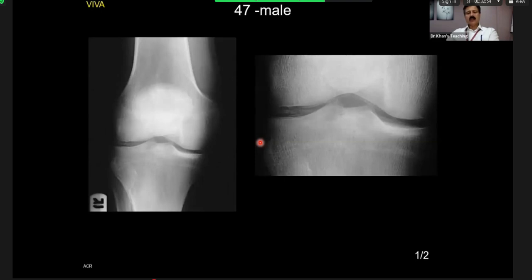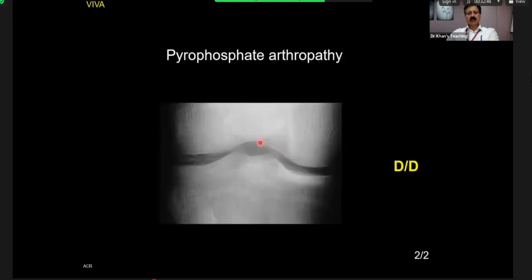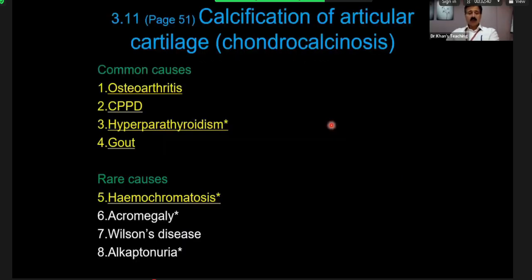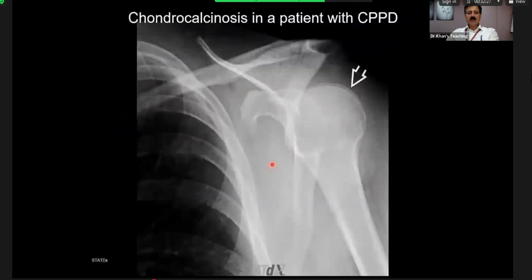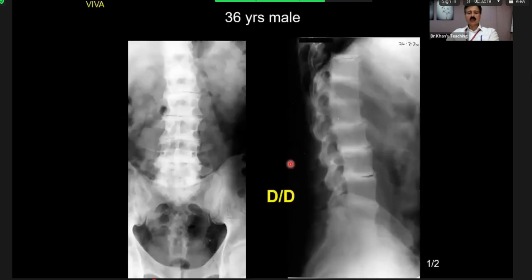But the point is that in the knee joint, CPPD, calcium pyrophosphate deposition disease, should be up there. In the knee joint as well as in the wrist joint, this is quite pathognomonic. Calcification of articular cartilage we call chondrocalcinosis. CPPD, you have to remember this, particularly in the wrist as well as in the knee. This is a CPPD case in the shoulder joint. Over to you.